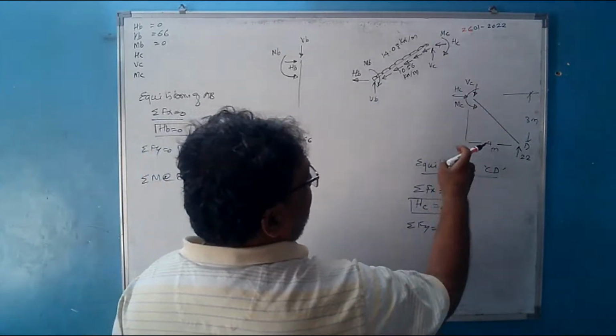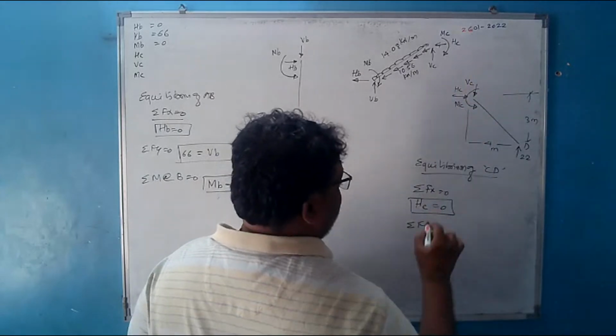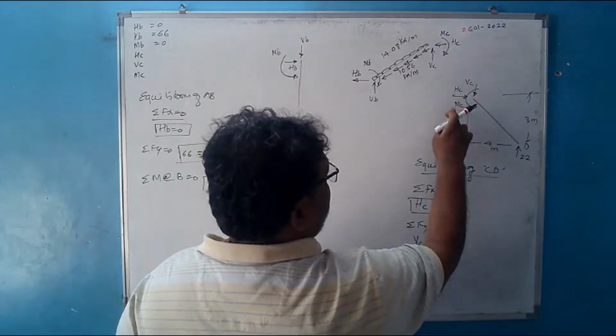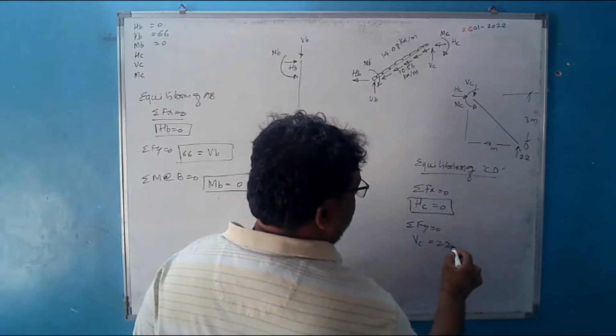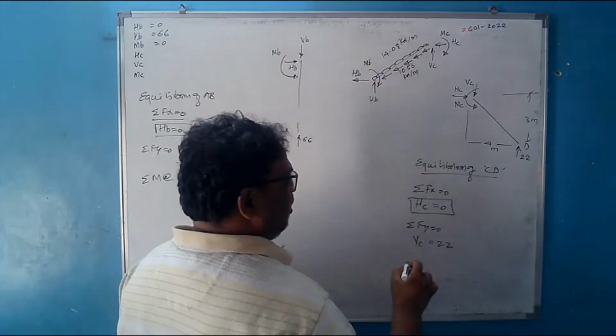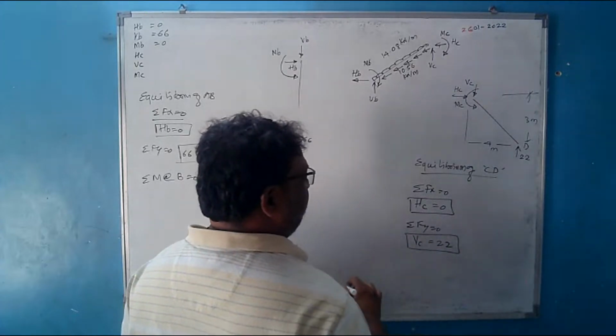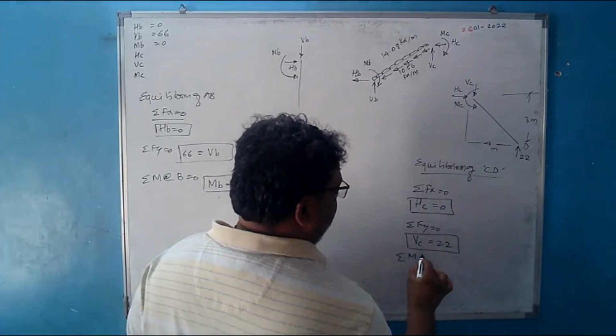If you do sigma Fy is equal to 0, this VC is acting down. This SC and MC will not be there. This 22 is acting up. So the downward forces are equal to upward forces, or the upward are equal to downward. It is the same thing. I have got the value of VC. Next, you do sigma moment is equal to 0.